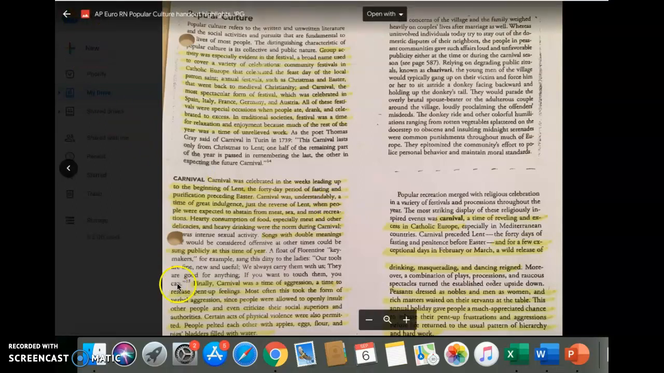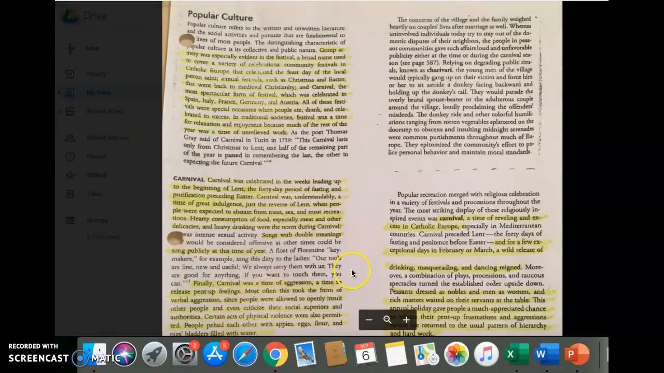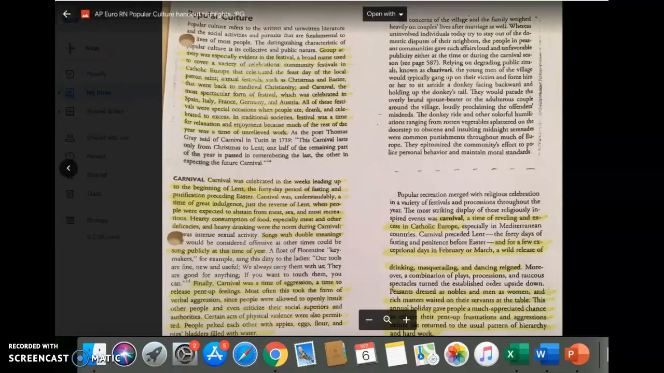Then if you'll skip down to this last part at the bottom and highlight where it mentions, finally, Carnival was a time of aggression and a time to release pent-up feelings. Most often, this took the form of verbal aggression, since people were allowed to openly insult other people and even criticize their social superiors and authorities. Certain acts of physical violence were also permitted. People pelted each other with apples, eggs, flour, and pigs' bladders filled with water.